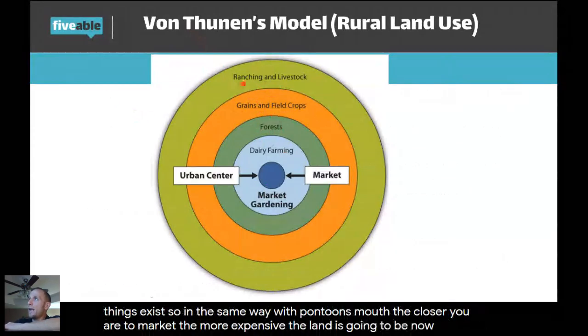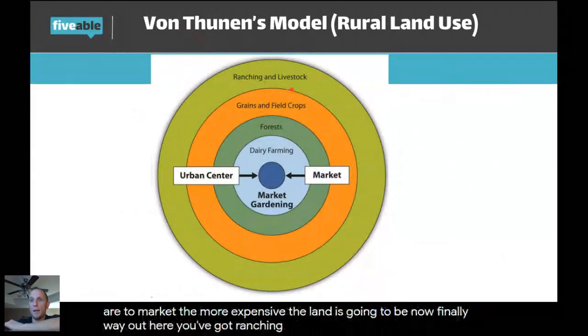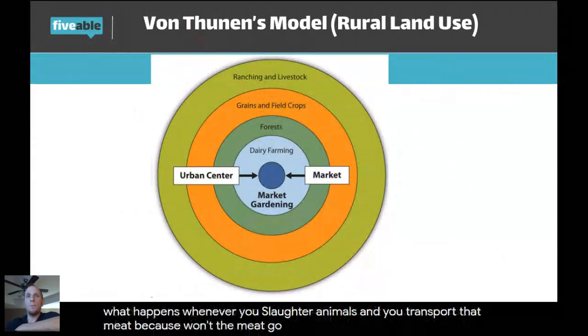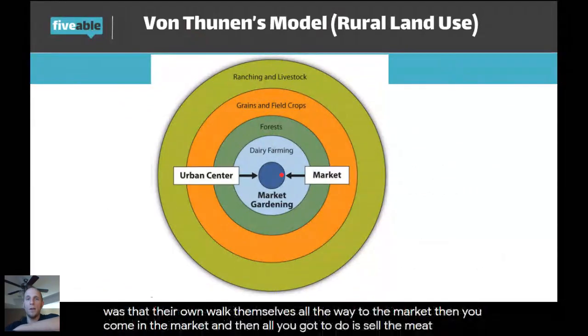Now, finally, way out here, you've got ranching and livestock. Wait a second, Fowler. What happens whenever you slaughter animals and you transport that meat? Because won't the meat go bad before you get it from way out here to the market? Well, yeah, it probably would. But here's the thing, ladies and gentlemen. Animals are dumb, right? You can tell the animals you're going to kill them, but they'll sit there and walk themselves all the way to the market. Then you kill them in the market. And then all you got to do is sell the meat to people fresh when you get there.